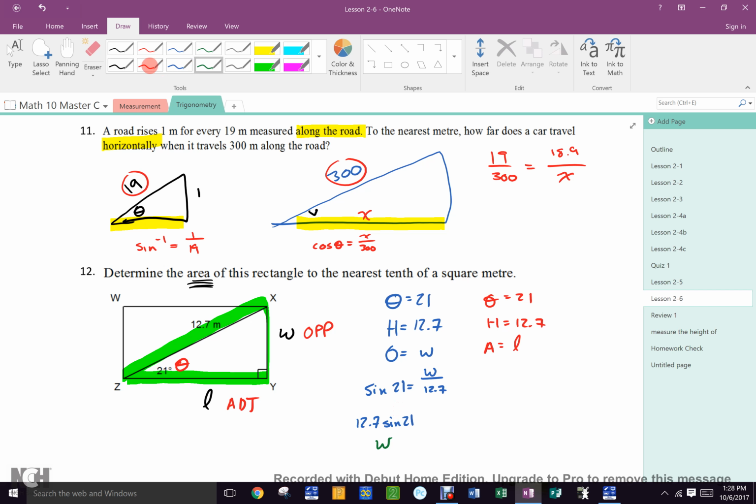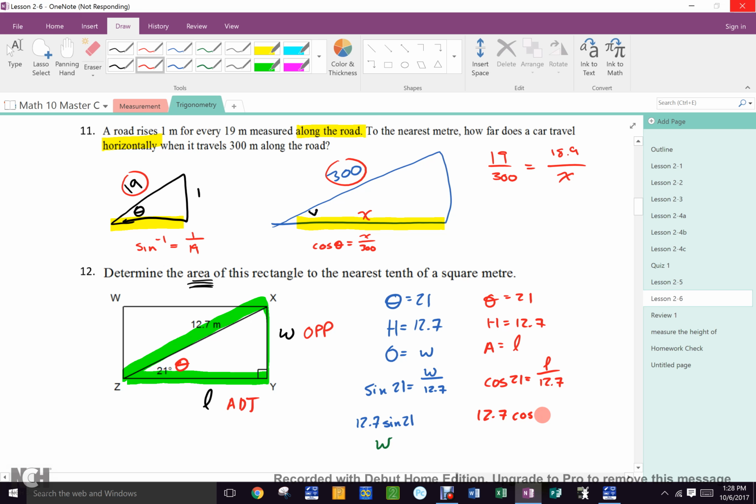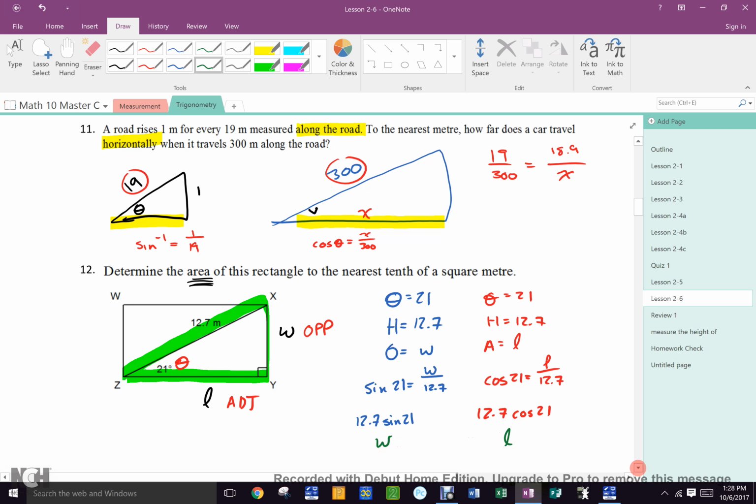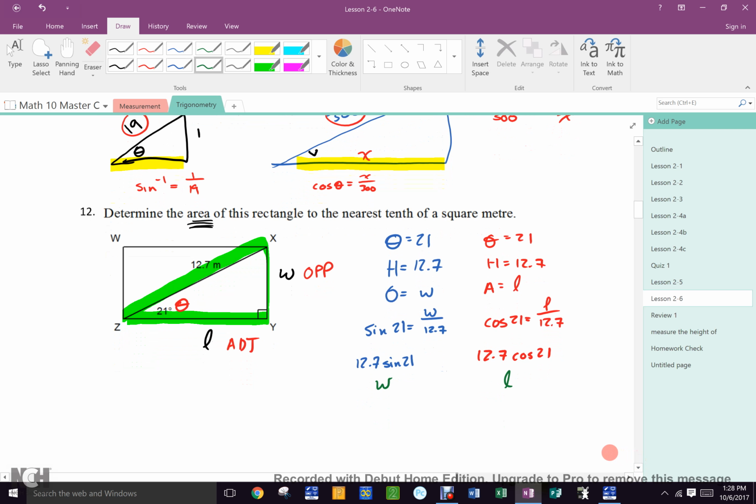So I want you guys to look at something. Over here, what would I do? What uses A and H? Cos 21 is L over 12.7. So that's 12.7 cos 21, isn't it? Is everybody cool? And that is my, that's my length, yes? Now, what do I know I have to do with width and length? Multiply them. So what if I just go to my calculator now and do it all at once? Does everybody see?